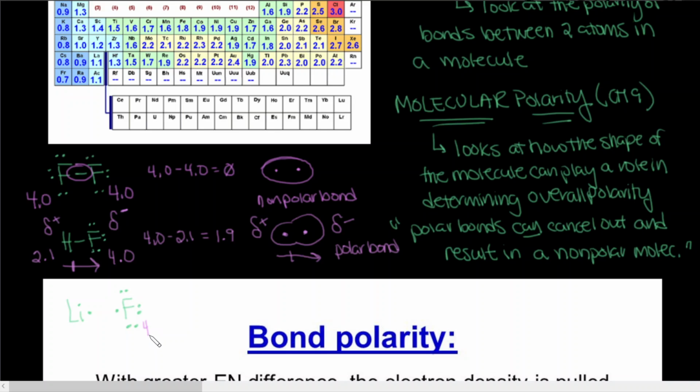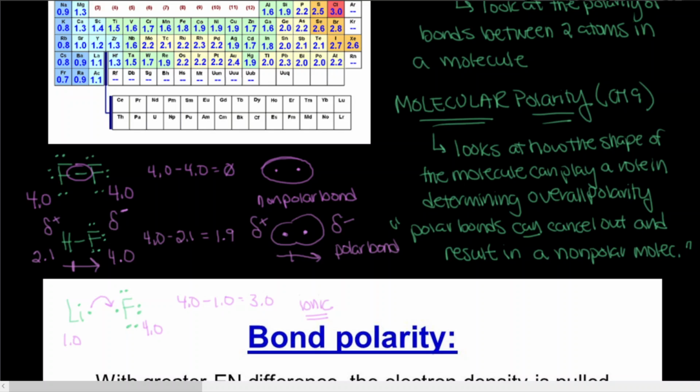What did we say fluorine was? Fluorine is 4.0. Lithium, 1.0. This difference is really great. Difference of 3. This is going to be ionic. Okay, so if you have an electronegativity value difference greater than 2, it's ionic. All right. And you know what? You don't even have to bother with that. As soon as you see metal, nonmetal, you know that is going to be a transfer of electrons right there.